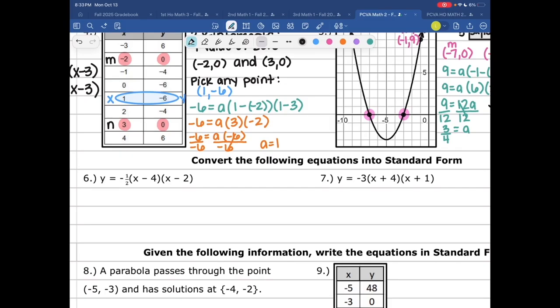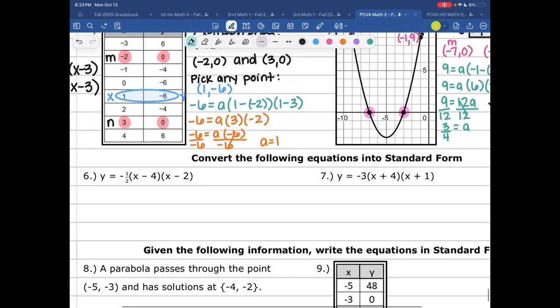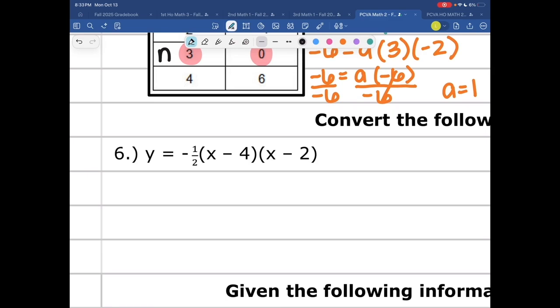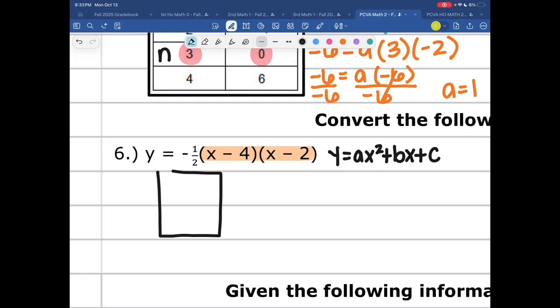All right, so we have the standard form. If I'm converting this to standard form, remember we're converting this to ax squared plus bx plus c. All right, so we're going to start by multiplying our binomials together. So when we multiply those binomials together, we're going to be multiplying the x and the -4 and then the x and the -2.